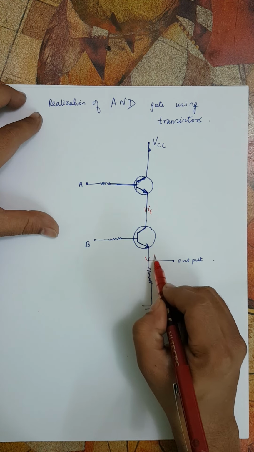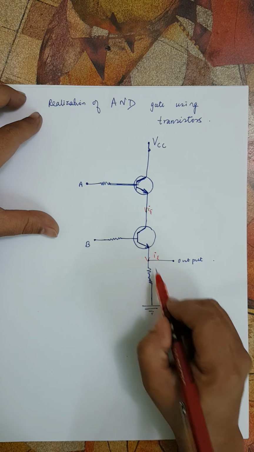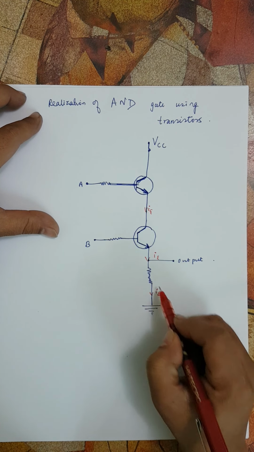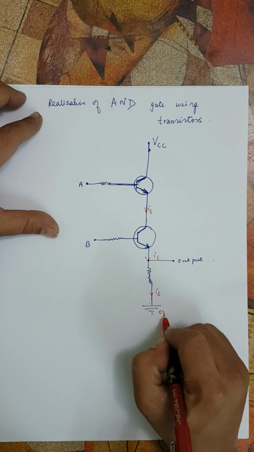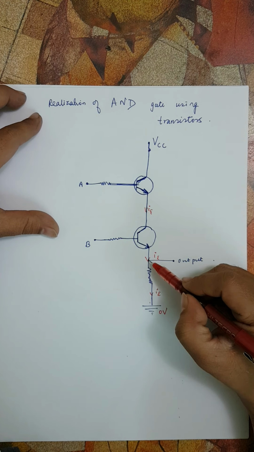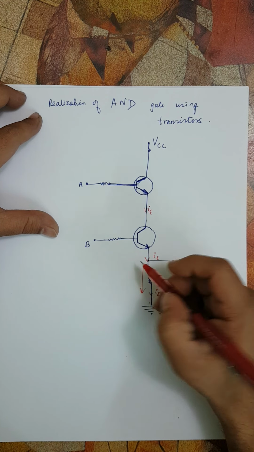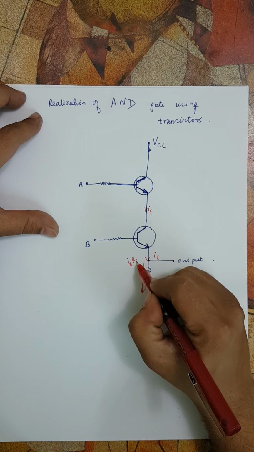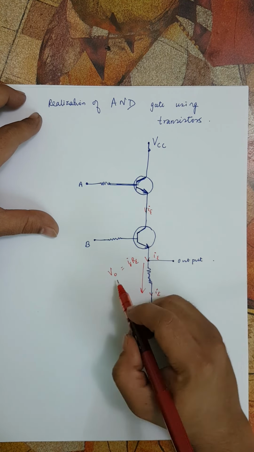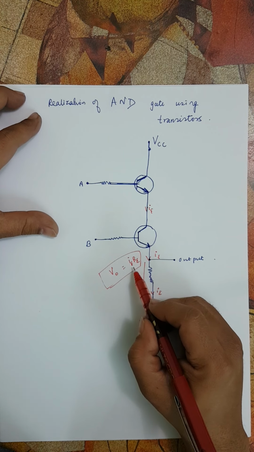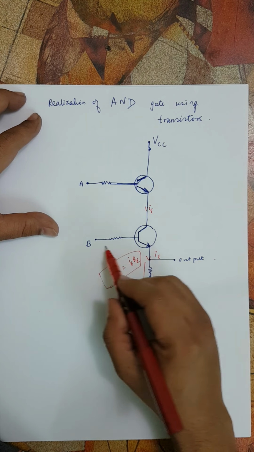And only when the emitter current flows, because of this emitter current, there will be a potential difference. So if this is 0 volt, then we know that the current flows from high potential to low potential. So current will go like this. So this is at high potential. How much high potential? IE RE. That is what is the output. So when do we get an output? We get an output only when the emitter current flows. And when will the emitter current flow?